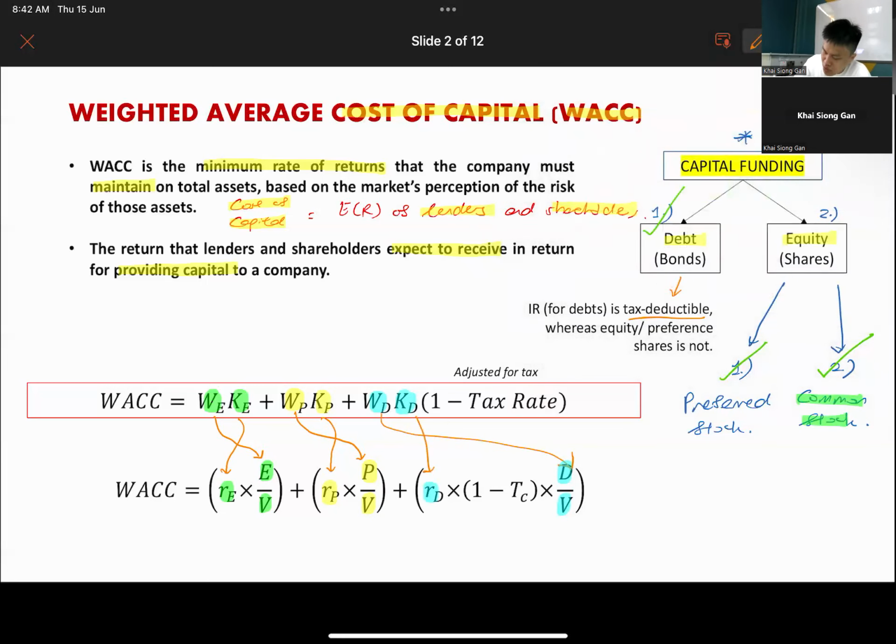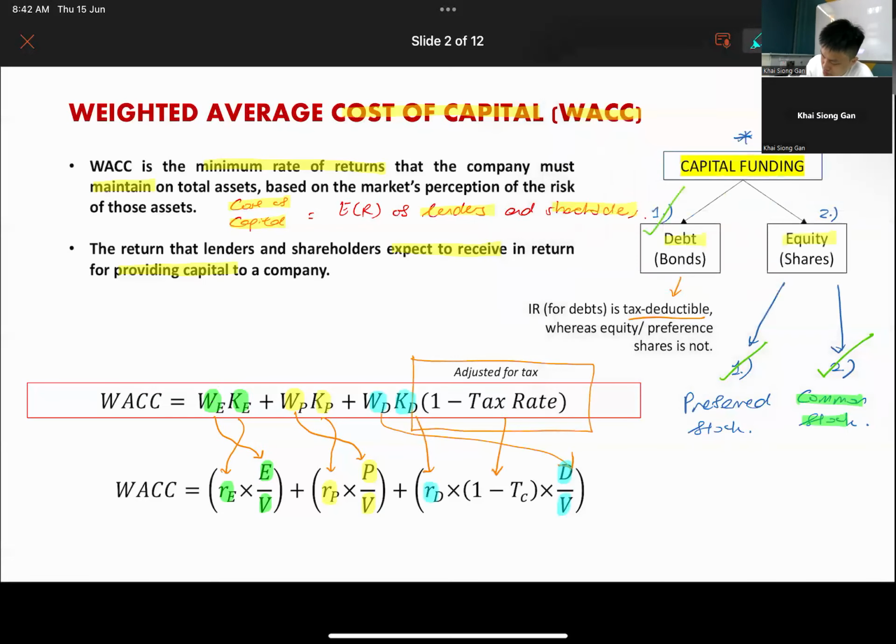And I need to adjust for tax because debt is tax deductible. So this part over here is 1 minus TC. Okay, I put it here. So we have three components over here, and this is how the WACC is calculated.